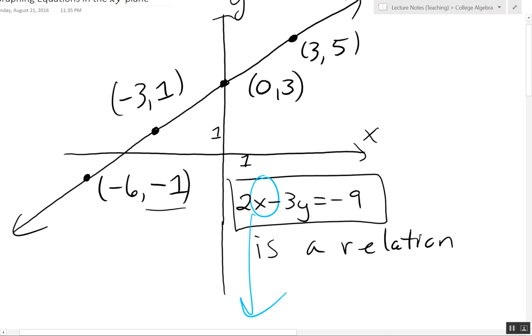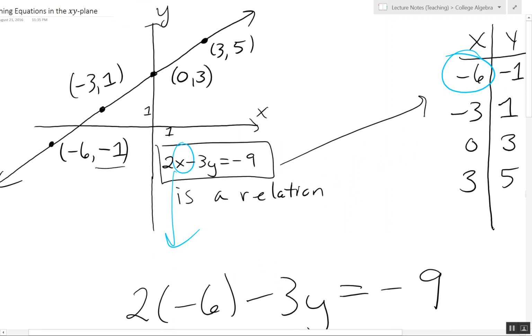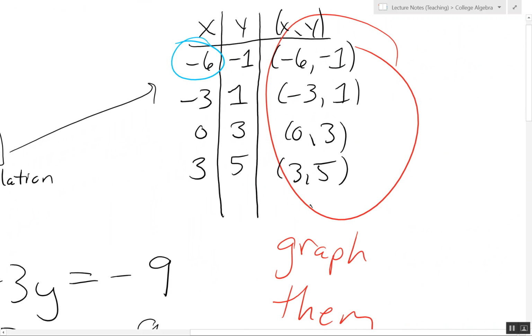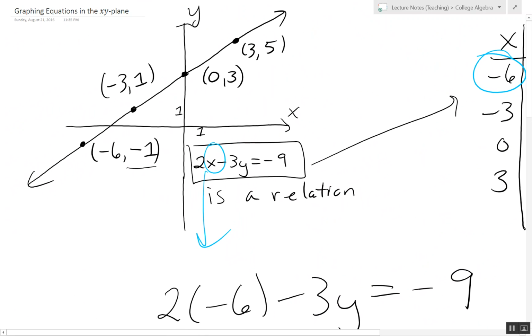So notice what I did was I had my equation. I made a table of values to get a whole bunch of points from this table of values and graph them, and then you play connect the dots.